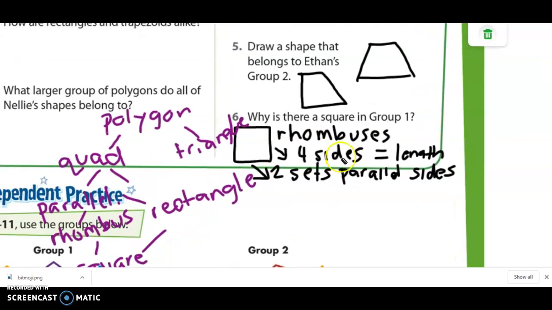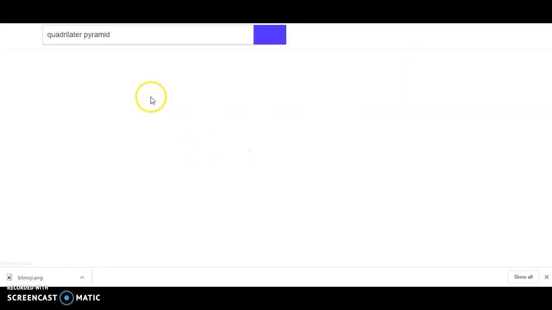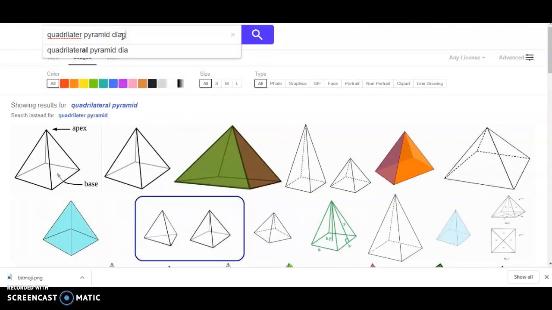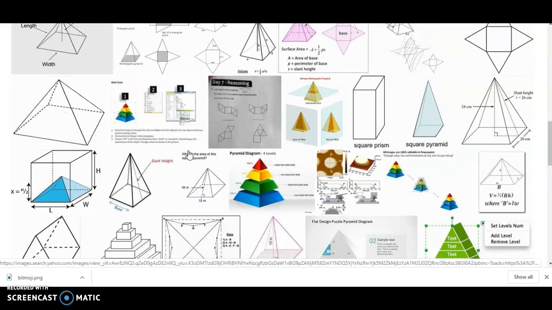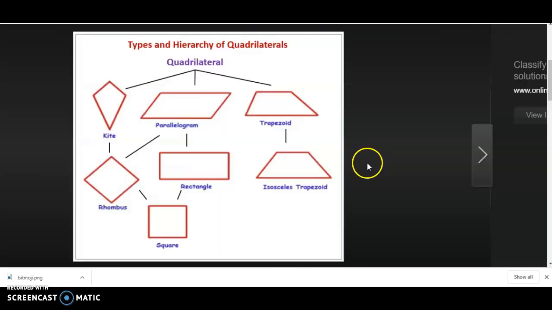So that might be over your head for right now, but if you really want to see how that pyramid works, then you can look one up on the internet, and it'll be a much neater one than the one Miss Arnold chicken scratched on her paper right there, and it'll explain to you the difference in those types of quadrilaterals.